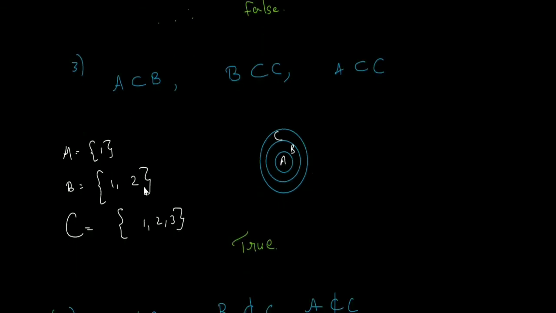A is {1}, any example you can give. B is {1, 2}. C is suppose {1, 2, 3}. Now set A is a subset of set B because 1 is present in it. Set B is a subset of set C because 1, 2 are present in set C. So A is a subset of B, B is a subset of C, that means A will be a subset of C. So it's a true statement.